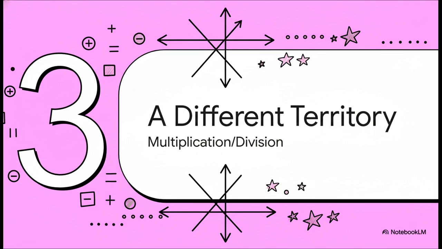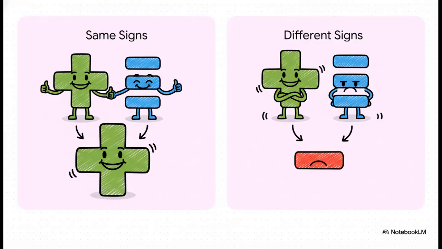Okay, deep breath. We're making a big transition now. Forget everything about money, forget about battles. We are entering a completely different territory, multiplication and division. And the good news? The rules here are so much simpler. Honestly, there are only 2 rules, and they work for both multiplication and division.